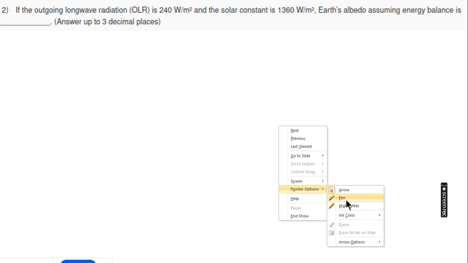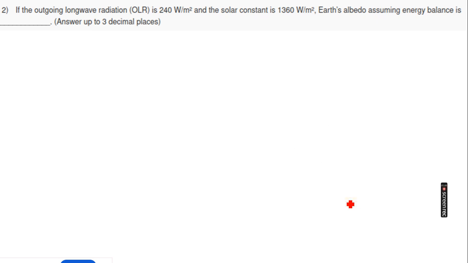Now the second question. If the outgoing long wave radiation is 240 watt per meter square and the solar constant is 1360 watt per meter square, find Earth's albedo assuming energy balance. So outgoing long wave radiation is given as 240 watt per meter square, and incoming solar radiation, or insolation, is 1360 watt per meter square.